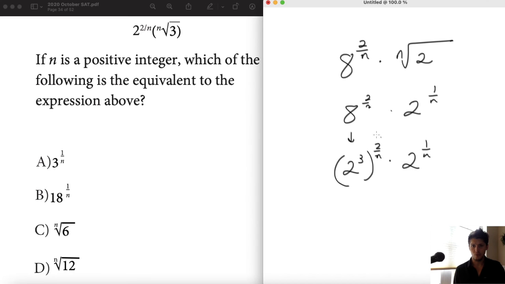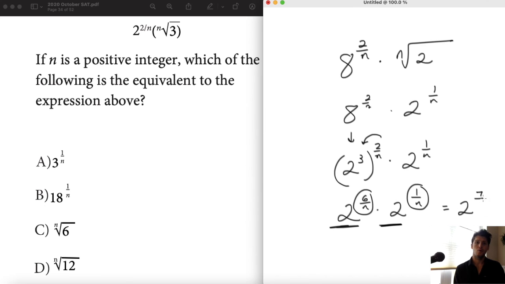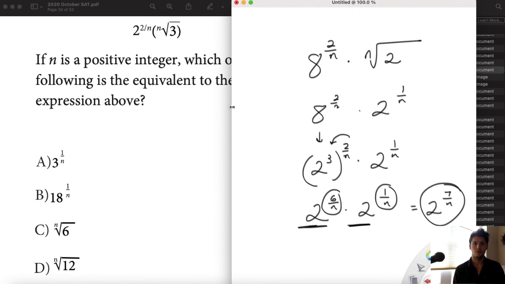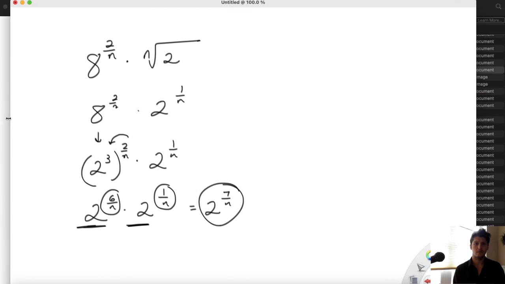Now you multiply this exponent in: 3 times 2 over n is just 6 over n, times 2 to the 1 over n. And now if you have the exact same bases, this is what I was getting at earlier, you can just add these exponents. So that just becomes equal to 2 to the power of 7 over n. That would be how you would do that question. Or if you wanted to do it the other way, for practice, like the one we just did, one second.